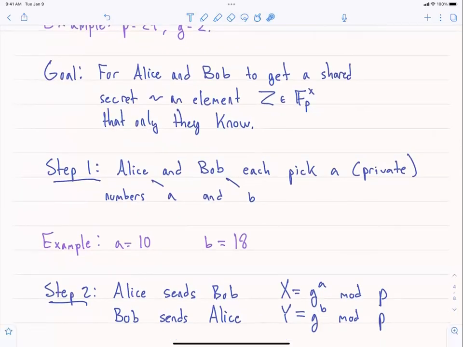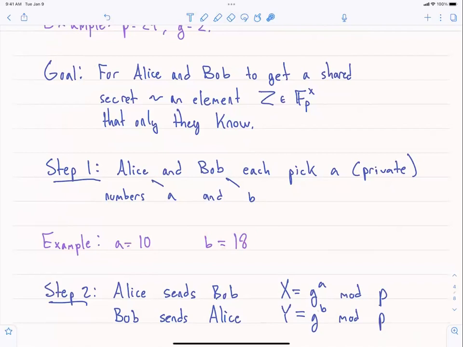Okay, so how are they going to do this? Well, first, Alice and Bob are each going to pick privately, not sharing with anyone, a number. Alice will pick the number little a, and Bob will pick the number little b. When I say number here, I just mean an integer. So little a could be 10, and little b could be 18.